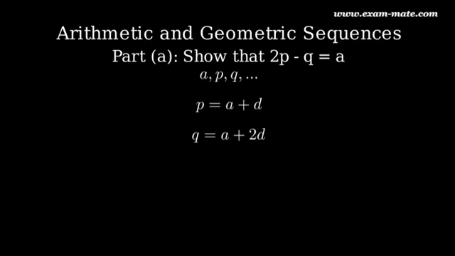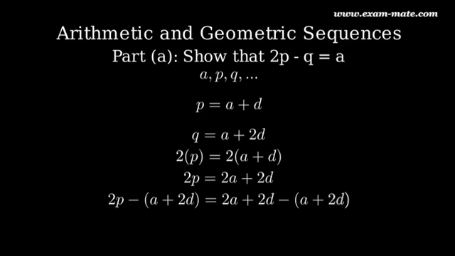Let's solve this step by step. First, let's multiply the equation p equals a plus d by 2. This gives us 2p equals 2a plus 2d. Now, we can subtract q, which is a plus 2d, from both sides. This gives us 2p minus q equals 2a plus 2d minus a minus 2d, which simplifies to a.